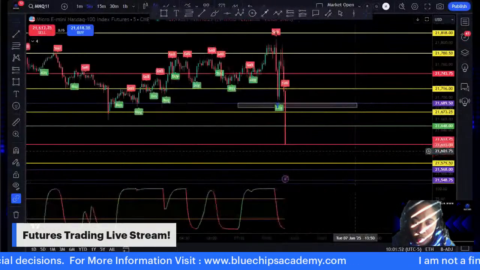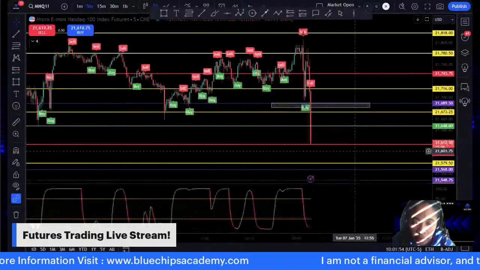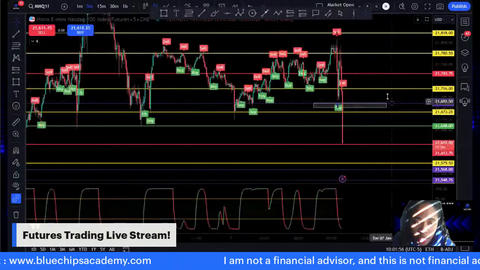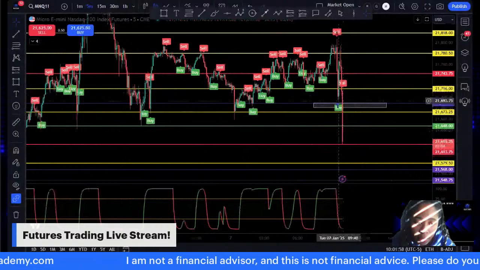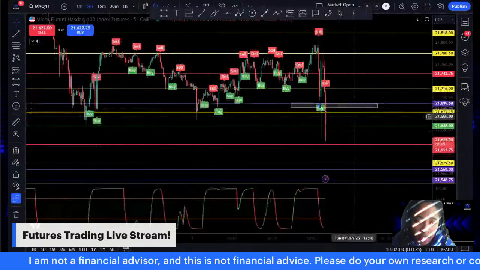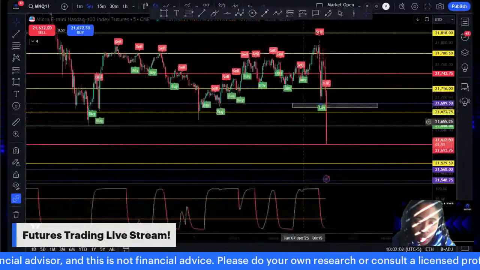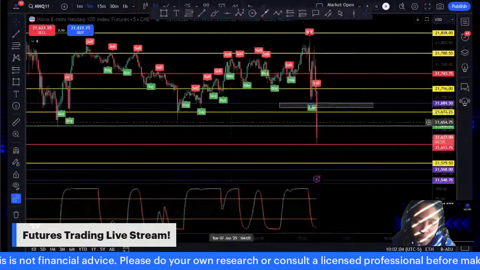Sheesh. Wow. So when you see these big candles, that's a lot of money moving right here, guys. It's a lot of liquidity right here when you see these big candles. Okay.